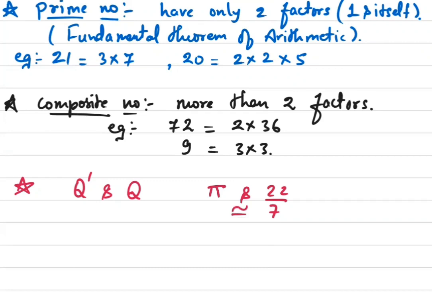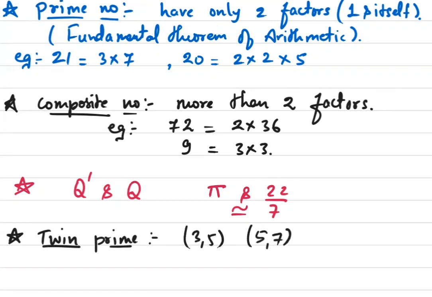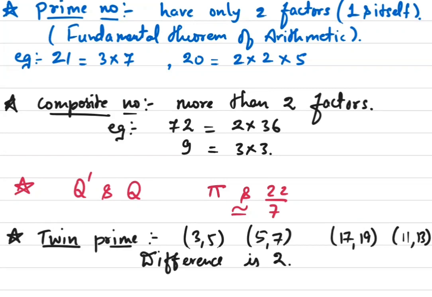So let's discuss the different sets of numbers. The next set of numbers is called twin primes. So what are twin prime numbers? They are prime numbers which have only 2 as a difference. For example, 3 and 5, the difference is 2. Then we have 5 and 7, where the difference is again 2. 17 and 19, again the difference is 2. Similarly, you can take 11 and 13. So basically, two prime numbers whose difference is 2 are called twin prime numbers.